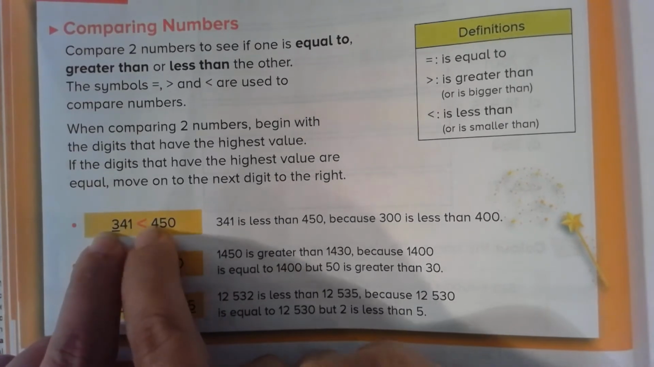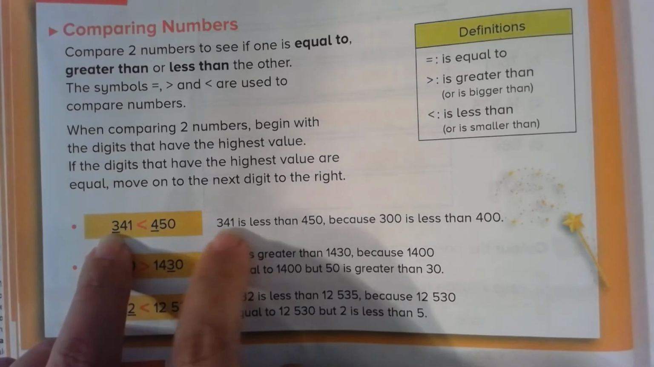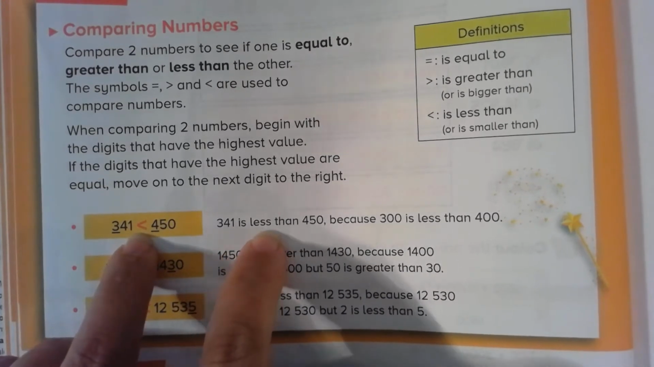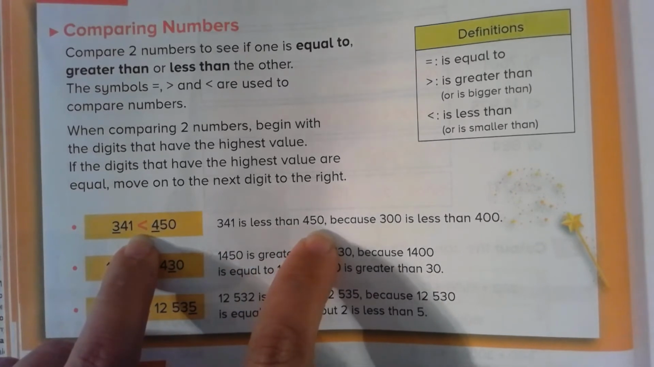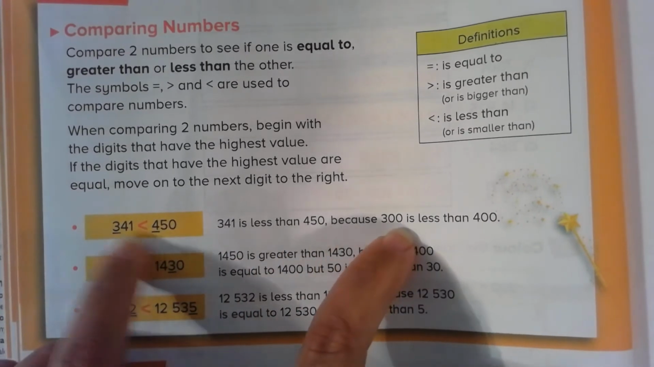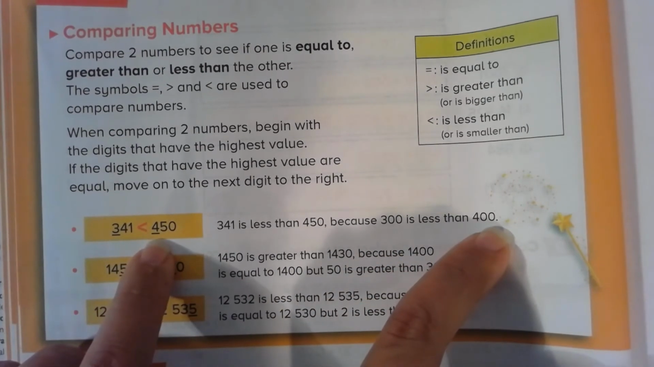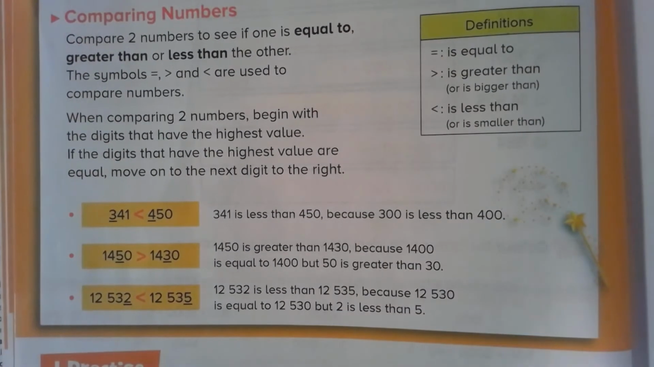All right. So we have a 3 and a 4. All right. 341 is less than 450 because 300 is less than 400.